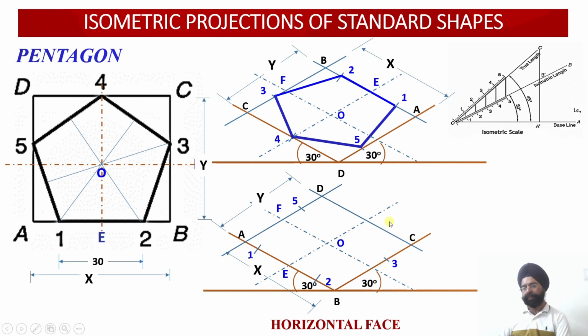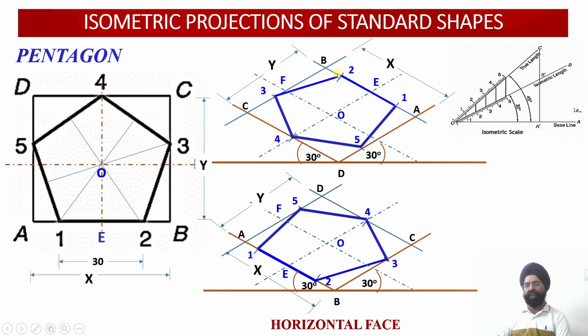And finally, as I am moving from C towards D, the length of this distance gives me the location of point number 4. So you see point 4 has been located. Now all the 5 points of the pentagon have been located, so I can join them easily. So this completes the construction. So two constructions of the pentagon in the horizontal face we have discussed.